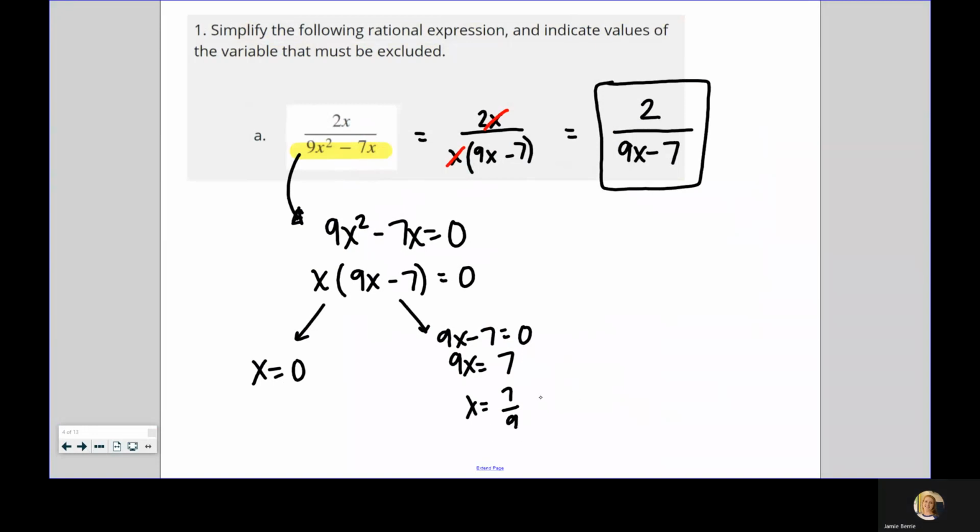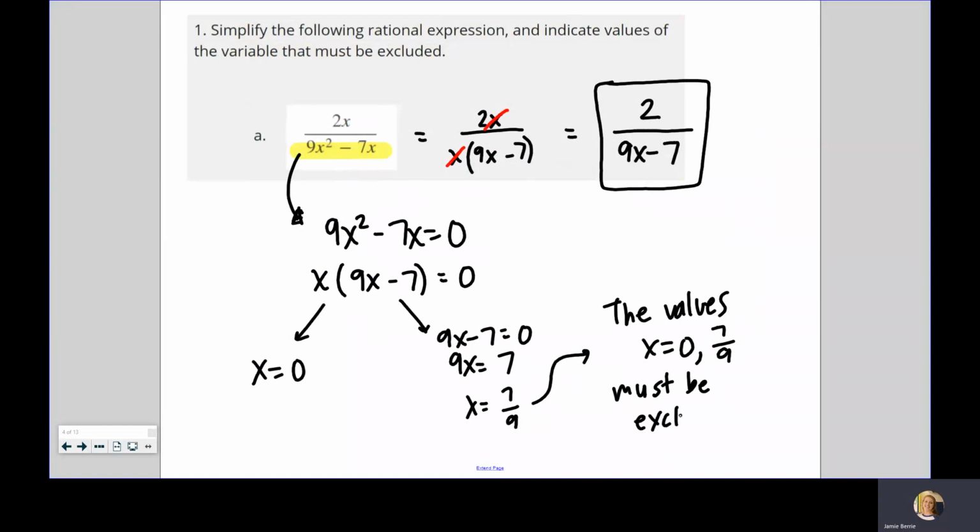All right, so values of the variable that must be excluded. We'll just write a little sentence here. The values x equals 0, comma, 7 over 9 must be, sorry for the sloppy handwriting, must be excluded.